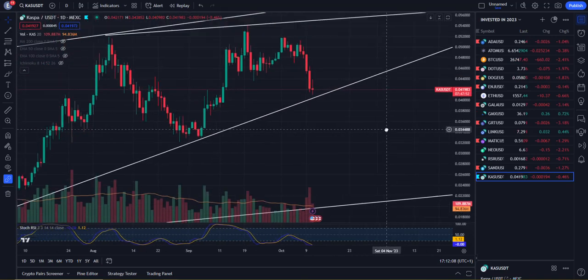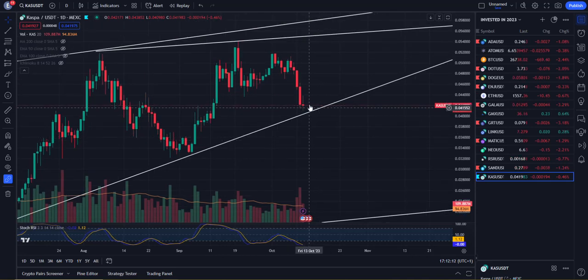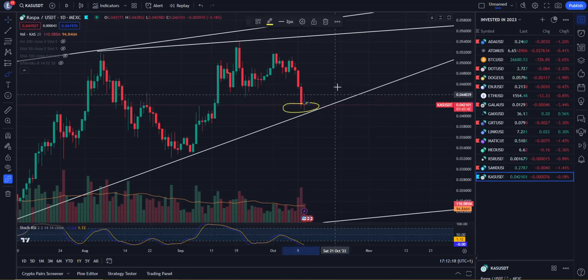But I'm just watching it now to see if I can squeeze a few more out. So this looks like a good place on the daily chart. Buying here, wait for it to go up and sell it around about here.